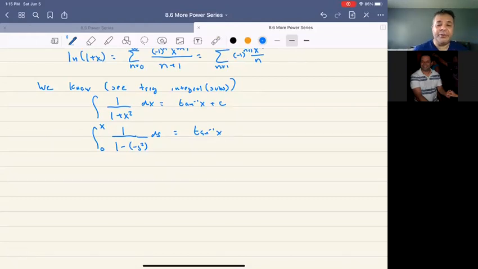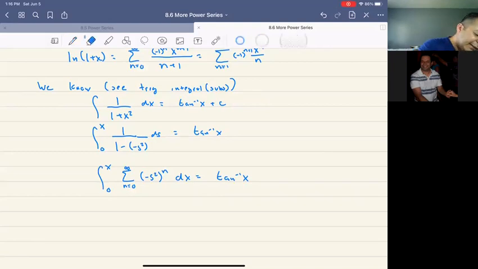Okay, so now we're going to write this as its series: the integral from 0 to x of the sum, n goes from 0 to infinity, of negative s squared to the n ds, that's the tan inverse of x. That should have been ds, sorry.